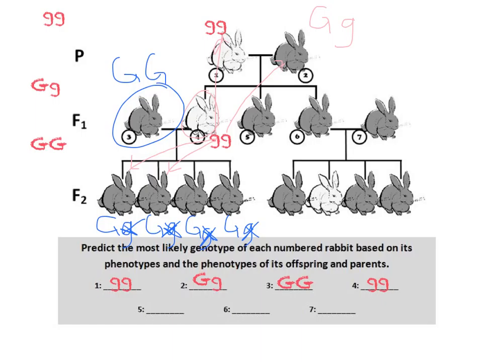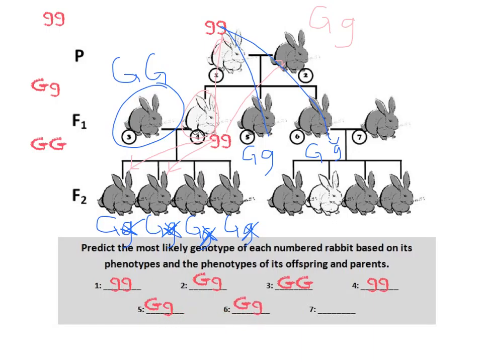Then you have number 4 you've already done because it's white. Number 5 over here, pretty simple. It's gray. Okay, so it has to have a big G. And then I got one of these from the mom. Okay? Then right here, I had to get a little g from the mom, but it's gray. Okay, you see how that works? So for number 5, you have a big G, little g, and for number 6, you have a big G, little g. 5 and 6.